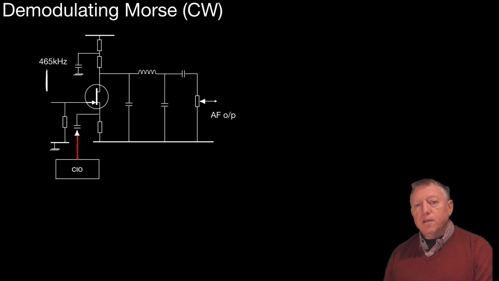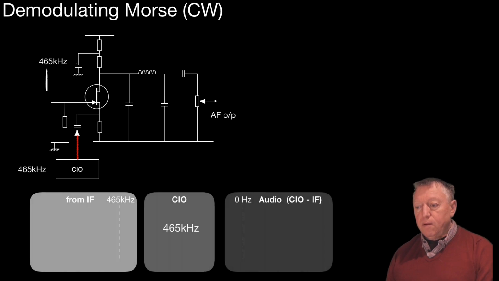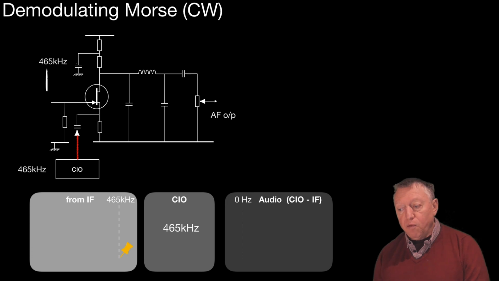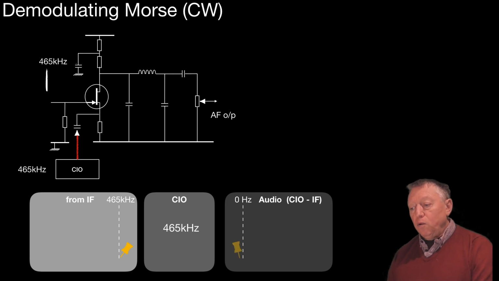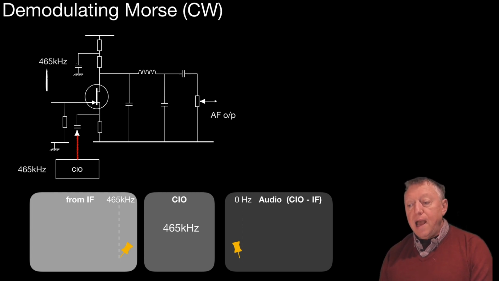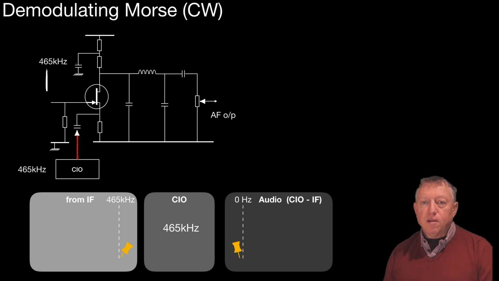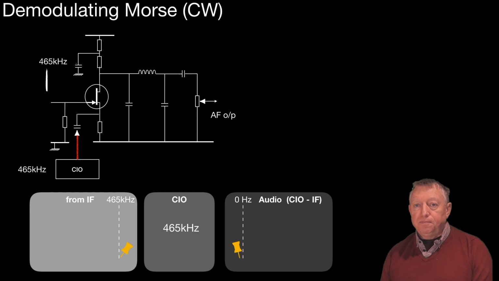So if we had a look at that going through our demodulator, from the IF we could put in a pin at 465, and at the audio we could put in a pin at 0 Hz. And unfortunately that's where we stop, because there is no bandwidth to Morse per se, and we wouldn't actually have anything to listen to, because 0 Hz is not something that we can hear.